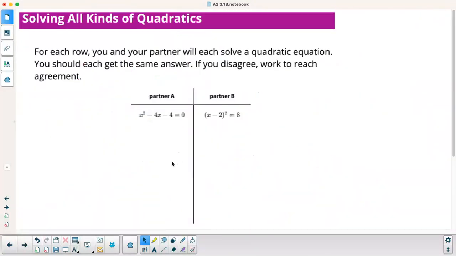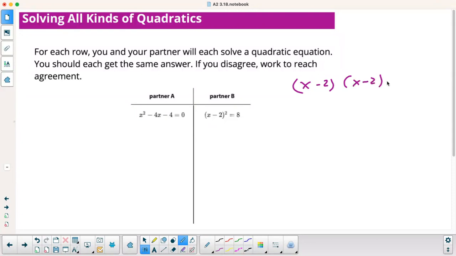All right, for each row, you and your partner will solve a quadratic equation. You should get the same answer. If you disagree, work to reach agreement. So these are the same exact equation. If you don't believe me, you could complete the square here to get it in this form. Or if I wanted to multiply this out and move everything over, I could. I'd get x squared minus 4x plus 4.